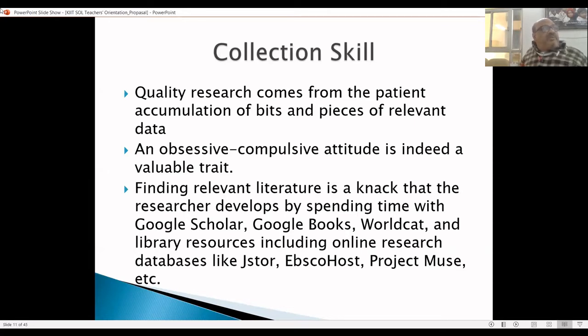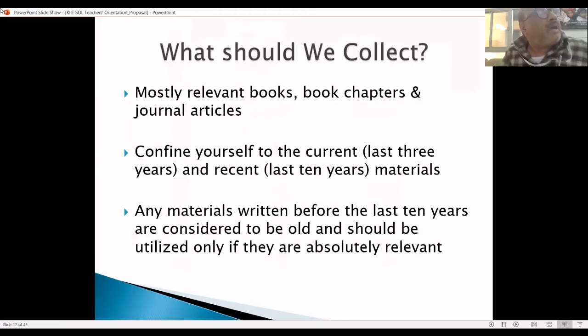research from the research database, and they can begin with Google Scholar, Google Books, WorldCat, and other library resources, online resources like JSTOR, EBSCOhost, Project Muse, etc. This is also very important because I believe this is where research in literature in general in India is behind the rest of the world, and so is also in the field of literature.